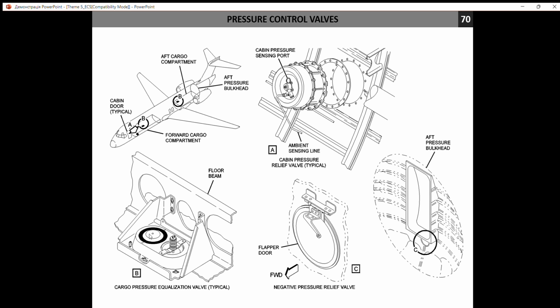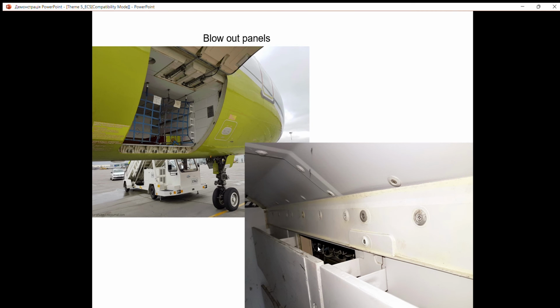Cargo pressure equalization valve. It's a spring-loaded simplest valve. If the pressure over the floor is higher, it will push this left valve down. If the pressure under the floor is higher, it pushes it up and the air goes from this compartment to the upper one. And the negative pressure relief valve. It's a spring-loaded valve that is installed in the fuselage and is opened when the pressure in the cabin is less than outside, to avoid a collapsing of the structure.